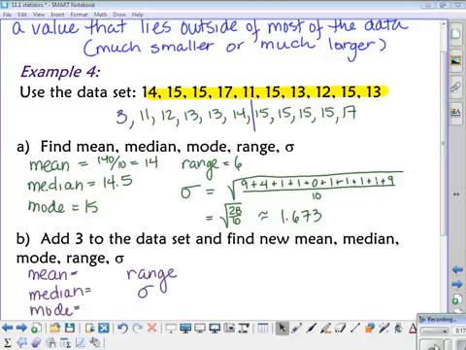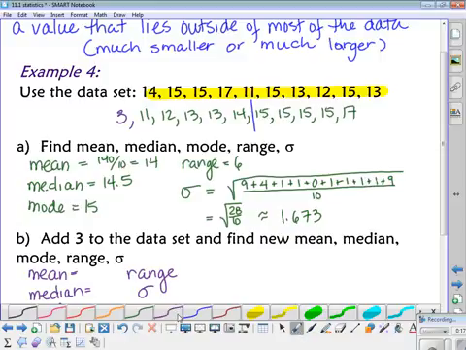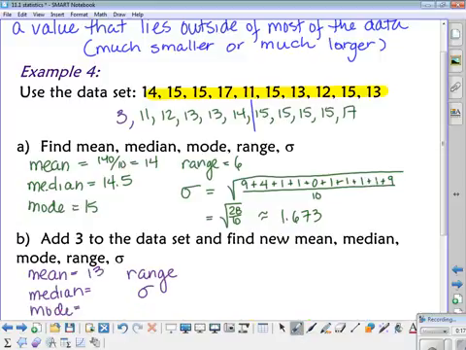All right, so what is my mean now? Now it's 13, my median, 14, and my mode, 15. The range, 14. And are you guys still working on standard deviation? No, some of you got that already?